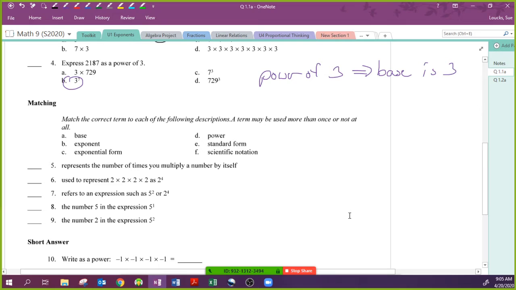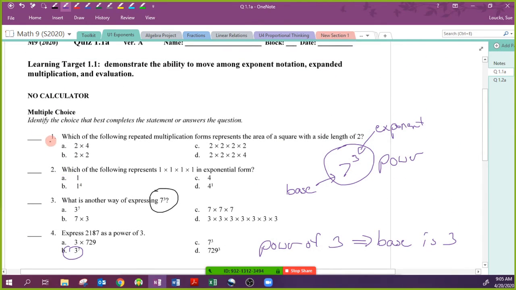In the matching, this is just vocabulary. You just have to learn this. Do you want me to give you the answers for the other ones too? Because I didn't put that on yours. So repeated multiplication, the area of a square is going to be something squared, so it's 2 times 2. That's going to have a side length of 2, so that's B. This is 1 times 1 times 1 times 1, which is 1 to the 4, which is B. This one is 7 cubed, 7 times 7 times 7, is C. This one is D.